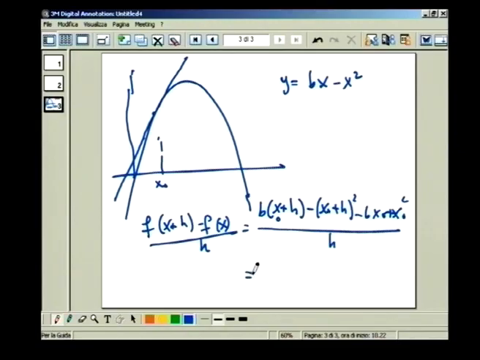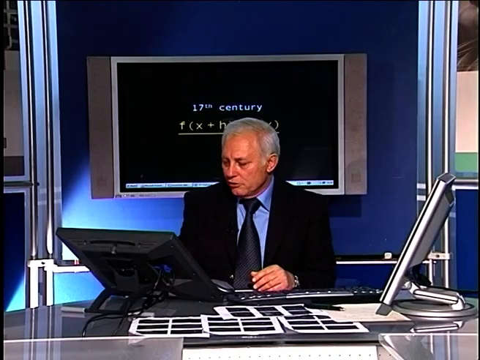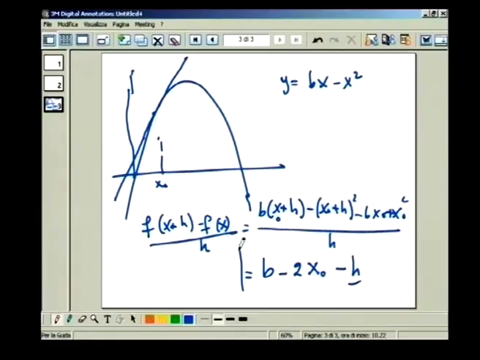Here, when you subtract equal terms, what you get is b minus twice x naught minus h. This is what you get, and then you discard h, and this is actually the tangent of your straight line here, which is the tangent of this angle, called the slope of the tangent at this particular point, x naught. It's equal to b minus twice x naught.